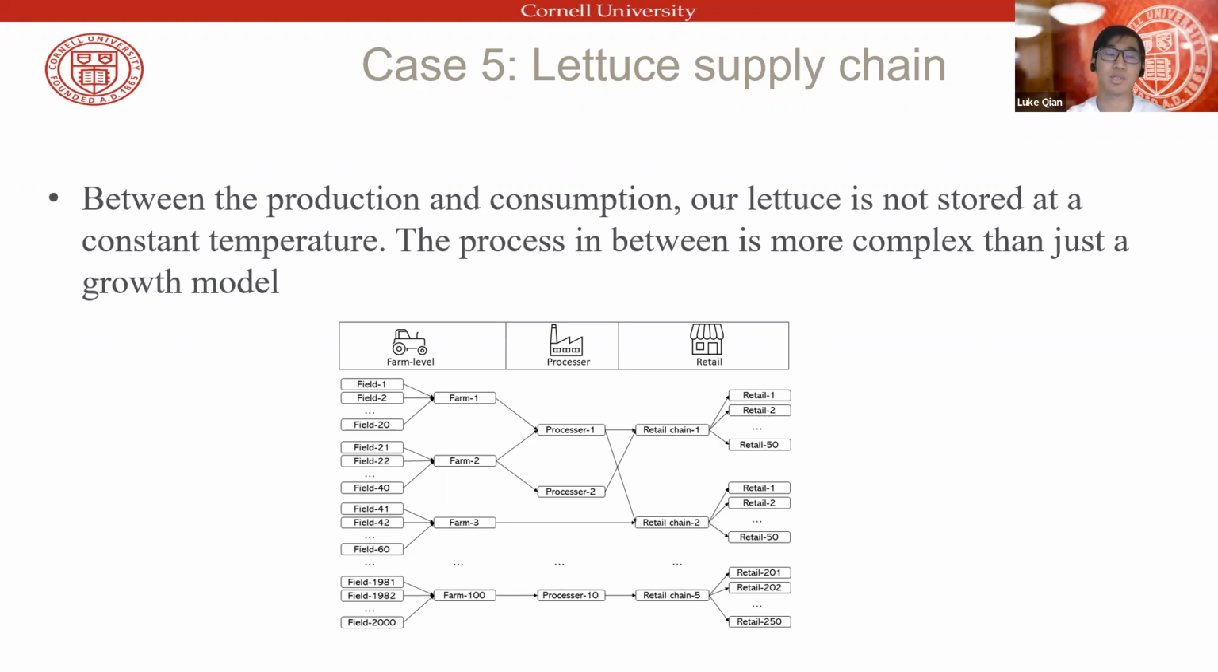In our previous examples, we were using a static temperature for our storage. However, in real life, between production and consumption, our lettuce is not stored at a constant temperature. The process in between can be very complex, more than just one growth model. In this case, we may need more than one growth model, and we need more time and temperature conditions at different stages of the supply chain.